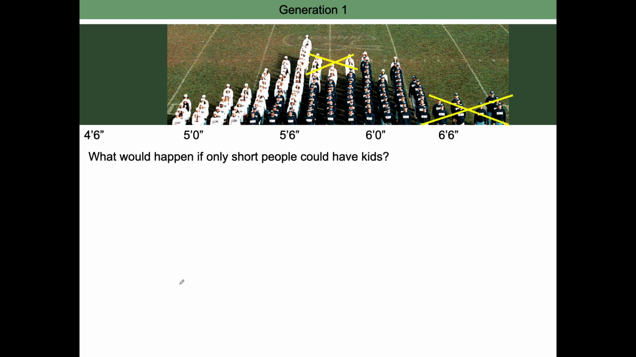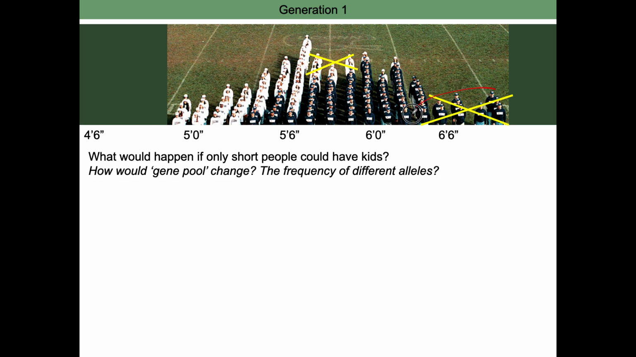Okay, now what happens if only short people could have kids? That the tallest individuals among the biological males and the tallest individuals among the biological females, for whatever reason, were not able to have kids because of their height. So now, only the shorter individuals are reproducing and having kids. How would the gene pool change? How would the frequency of their genes change generation after generation?